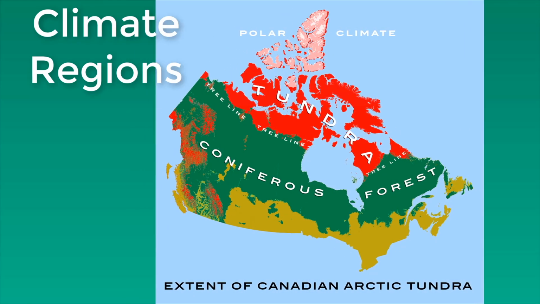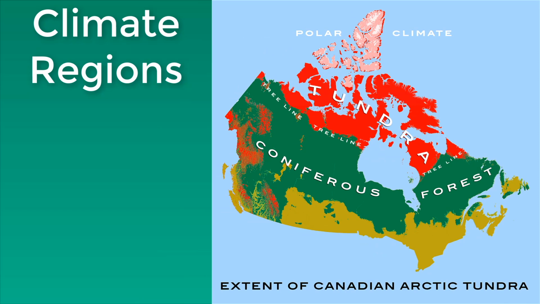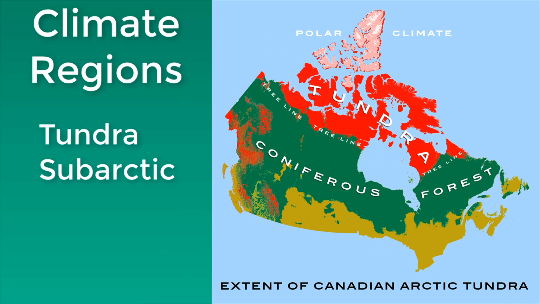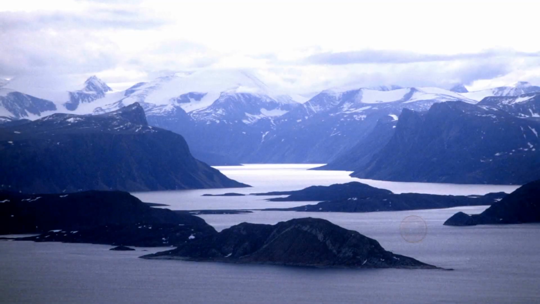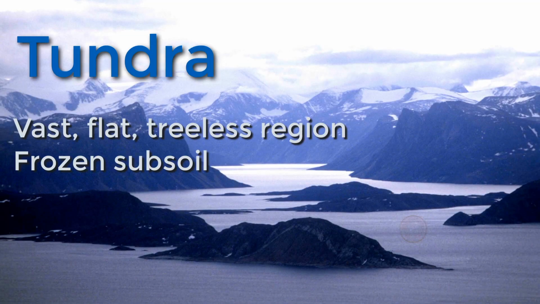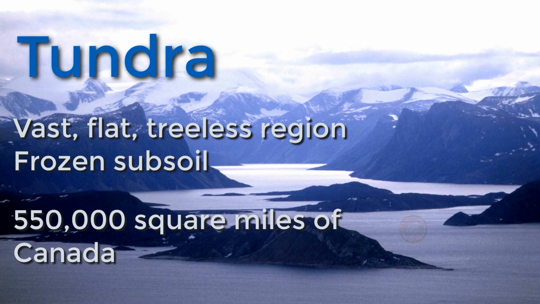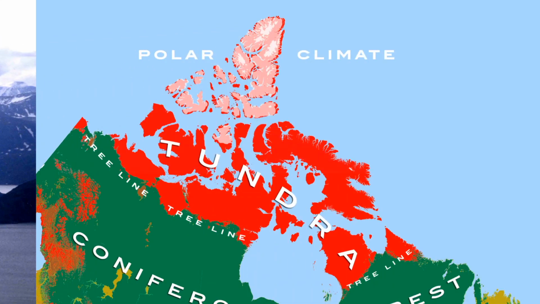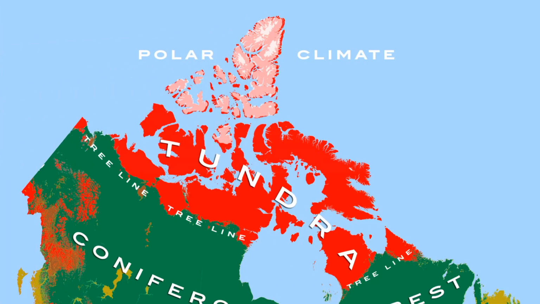If you look at any climate map of Canada, you'll see the vast majority of its landmass broken into two main climate regions, the tundra and the subarctic, with some maps adding a polar climate region in the very far north. What do these designations mean? Well, as we learned before, tundra refers to a vast, flat, treeless region in which the subsoil is permanently frozen. Tundra occupies approximately 550,000 square miles across a number of Canadian provinces, including the Yukon, the Northwest Territories, Nunavut, and parts of Manitoba, Ontario, Quebec, and Labrador.